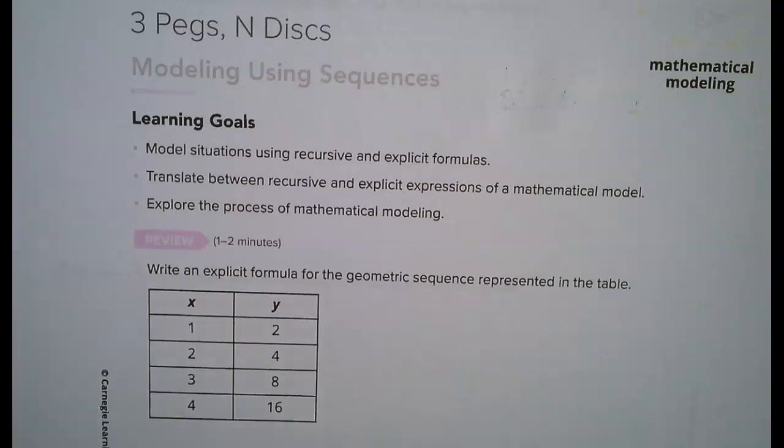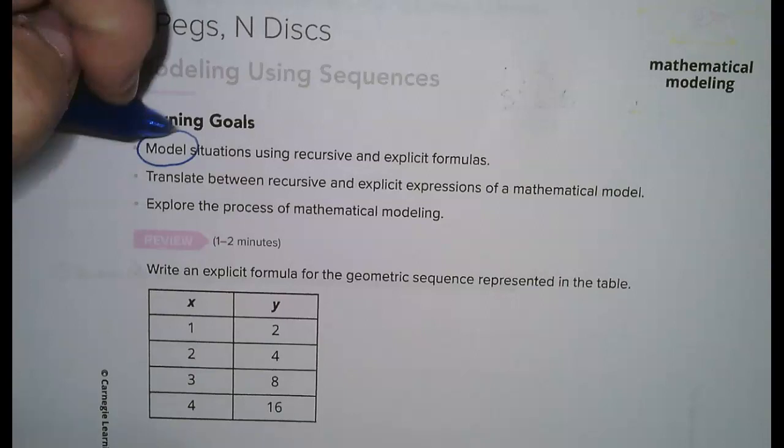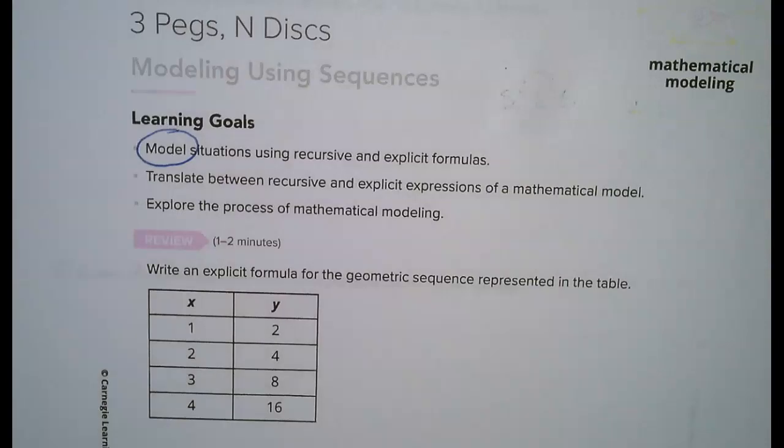This assignment is called 3 pegs, n discs. And the reason it's called that is because we're going to be looking at a game and counting the number of steps it takes to get to the solution. And then we're going to use that data to model the situation. So in math, when you observe something in the real world and then you use math to describe it, that's called making a mathematical model of the situation.